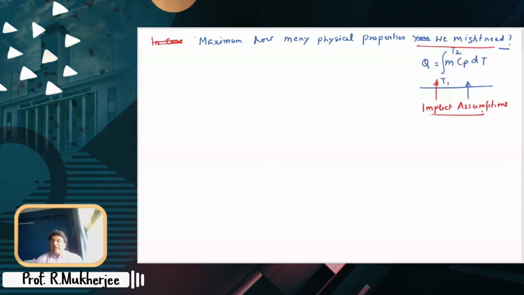What does it mean? That CP is specified, right? You are told that this particular material is heated from this temperature to this temperature, find out what is the heat requirement, and here is your CP. You take this value of CP, and maximum what you might have to do is some conversion of unit, and that's all about it.